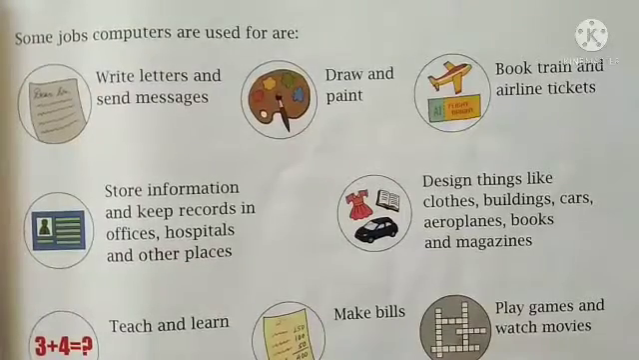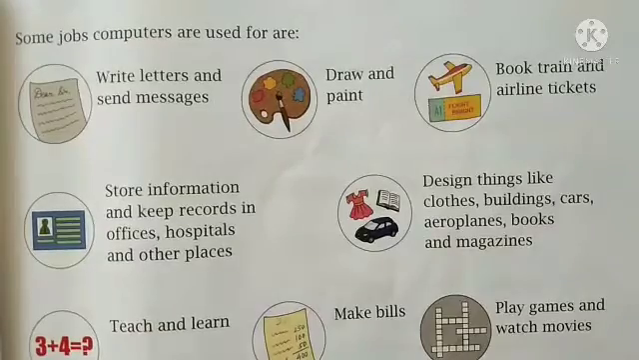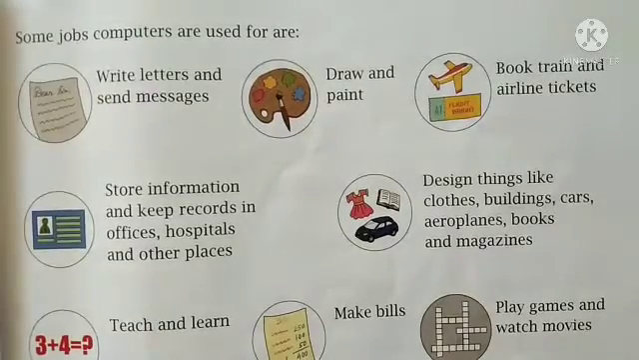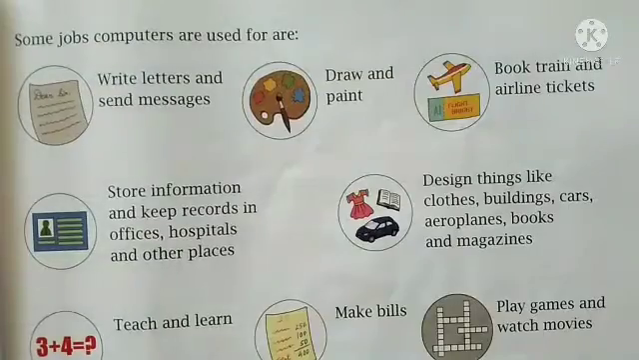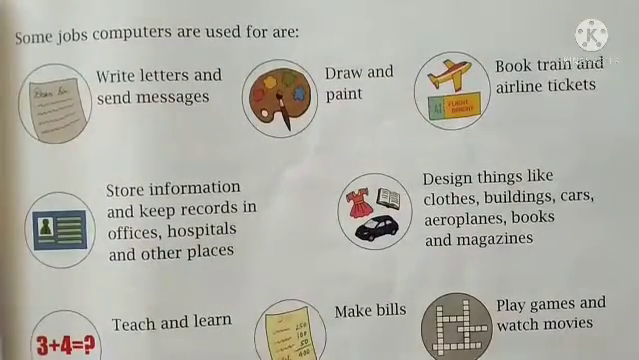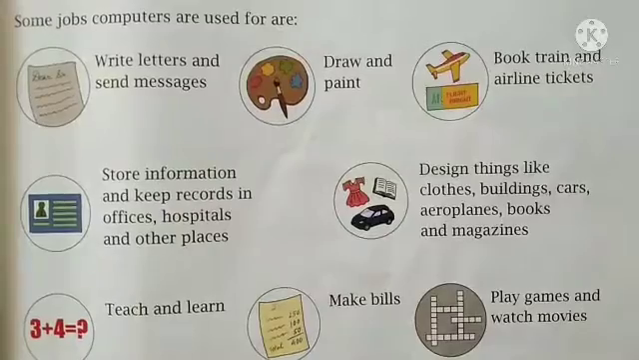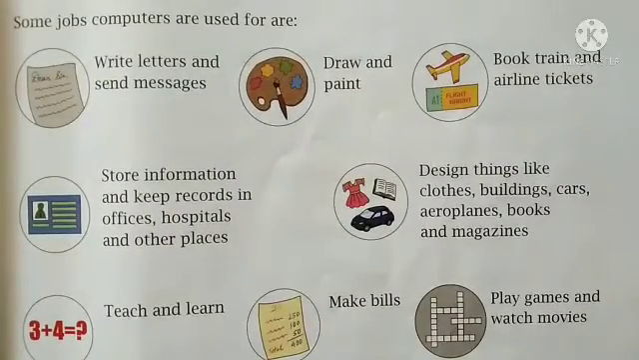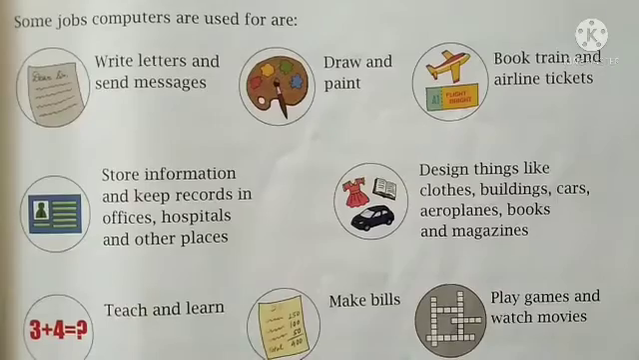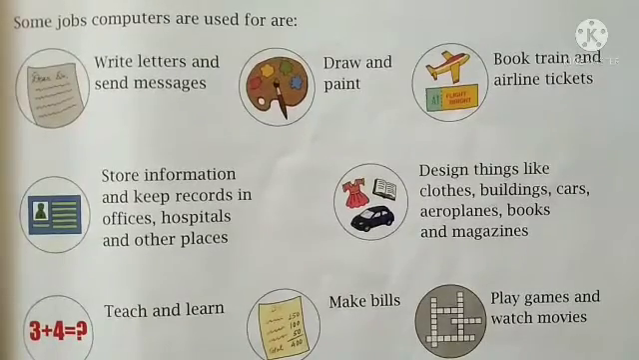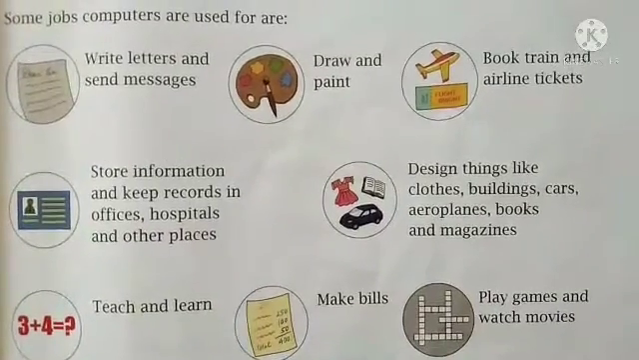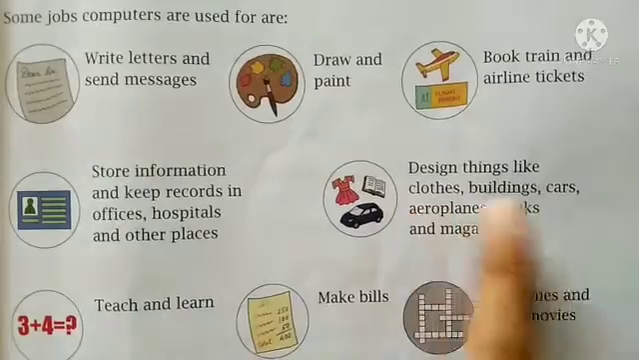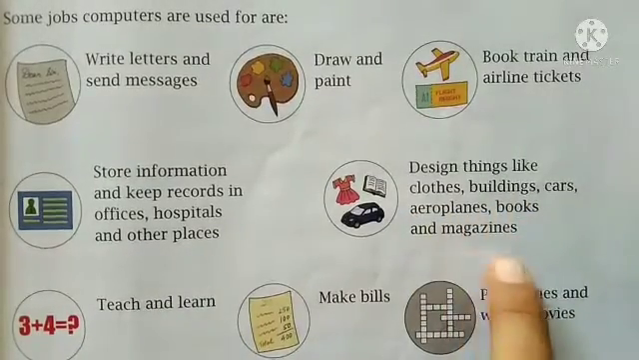And now we will revise some kinds of jobs that a computer can do. So it can write letters and send messages. We can type any letters. We can send messages. We can draw and paint. Then we can book train and airline tickets. Then we can store information, keep records in offices, hospitals, and even at other places like at bank. At school we keep records of your marks. Okay. Then we can even design things like clothes, buildings, cars, aeroplanes, books, and magazines.